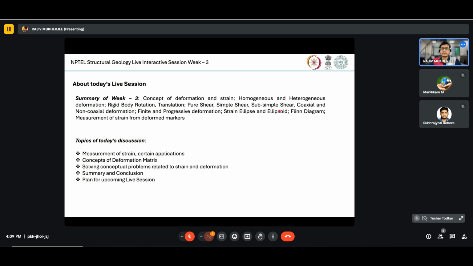And then we learned about the Flynn diagram, which is an important component of strain analysis, and some techniques of measuring strain from deformed markers. And based on the content of week 3, we are going to discuss the following things. First of all, we will discuss measurement of strain and certain applications, especially one-dimensional and two-dimensional strain analysis. I will emphasize some methods that have not been taught in the course, but it is important to know about them. It is an extra addition to the course, you can say.